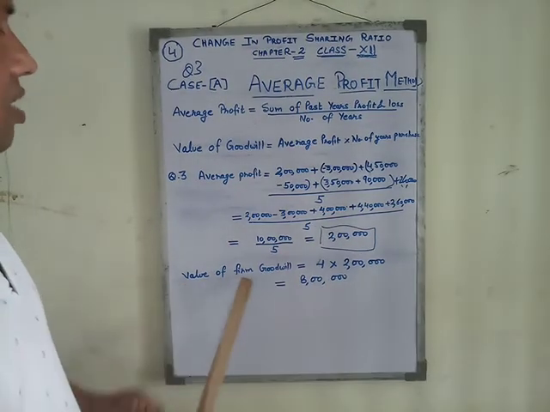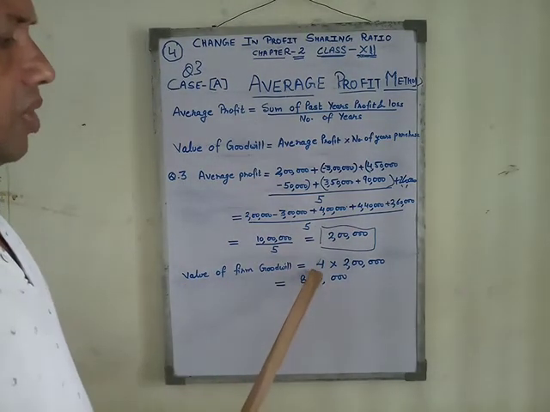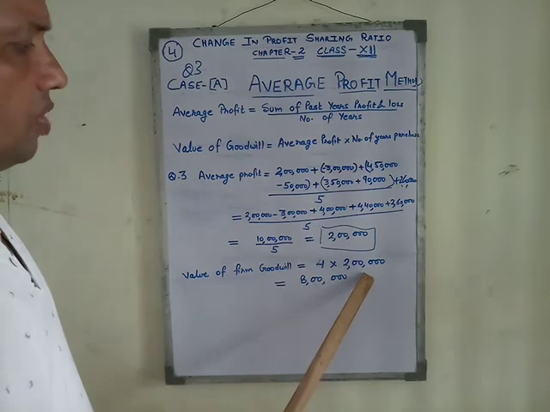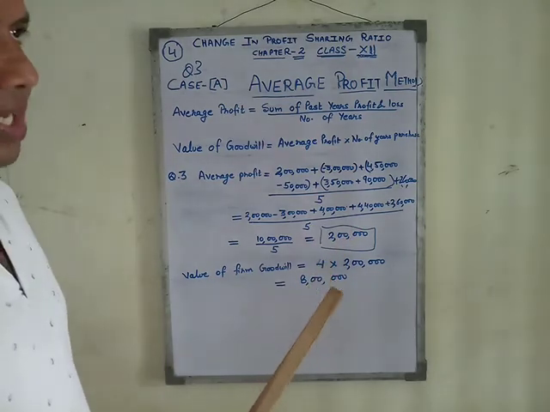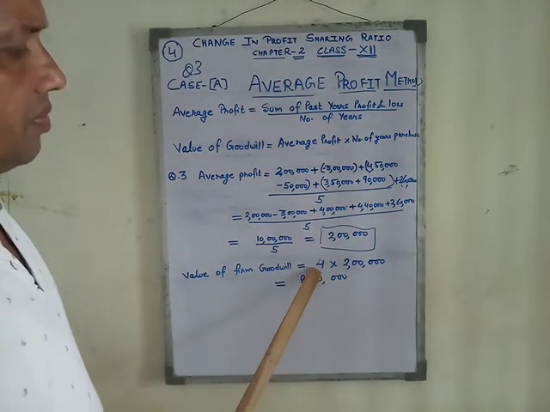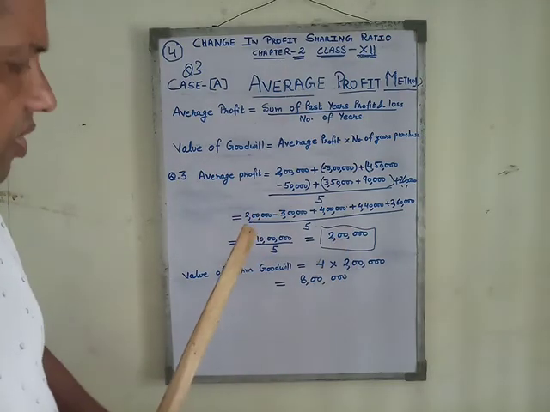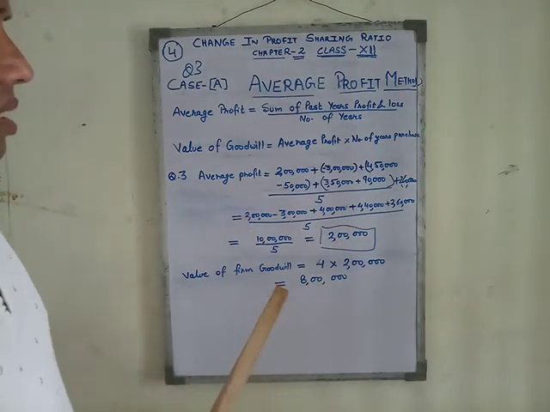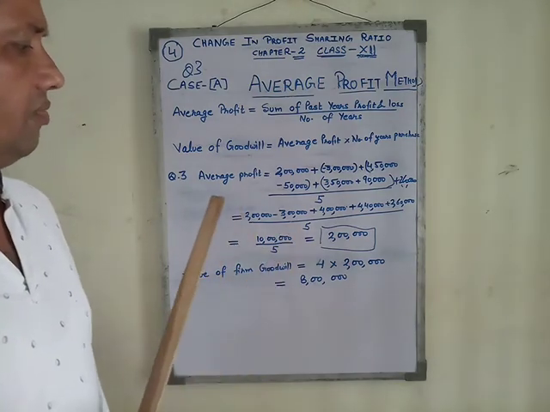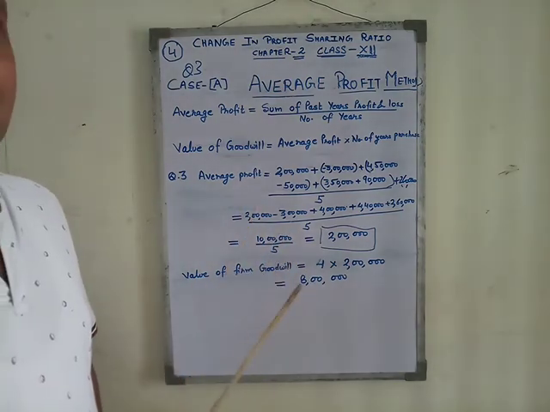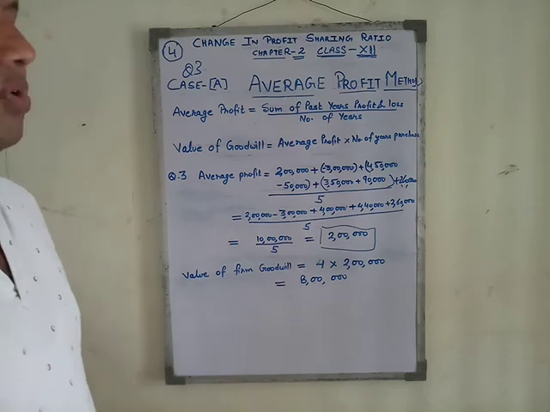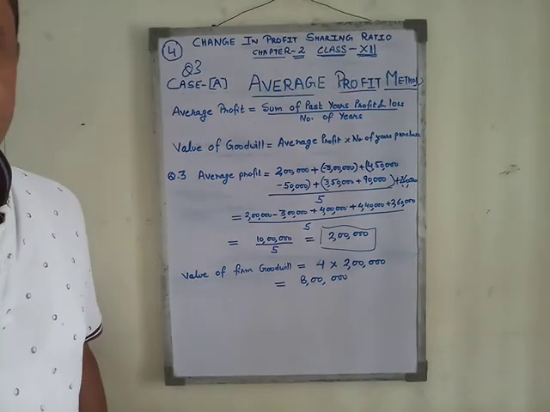So the valuation of the goodwill is number of years' purchase into average profit. The number of years' purchase in the question is 4 years and the average profit is 2 lakh. So the total value of goodwill of the firm is 8 lakh. In this question, the number of years' purchase is given as 4. So the valuation of goodwill is 8 lakh. Okay, thank you.